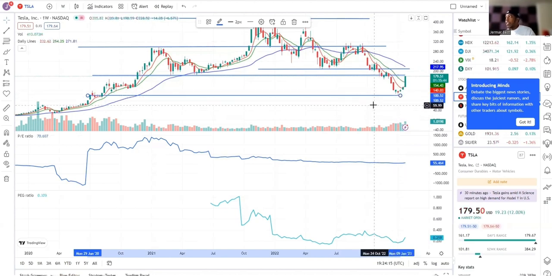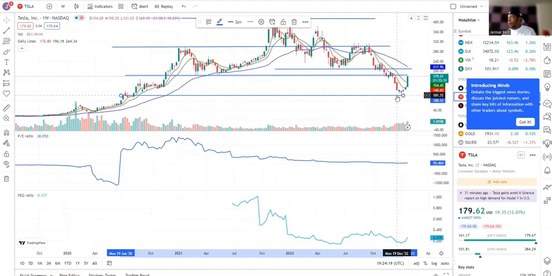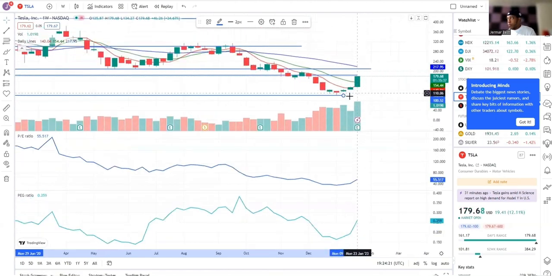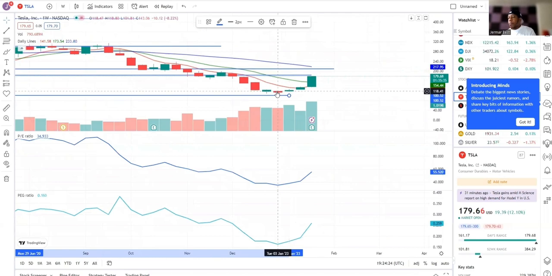Another indicator that let me see that a reversal is in progress was what we call the hammer.